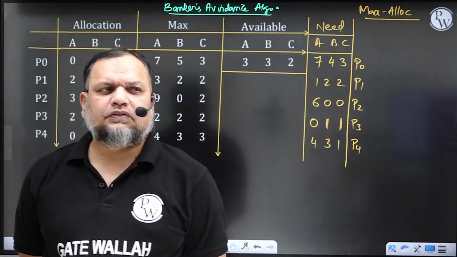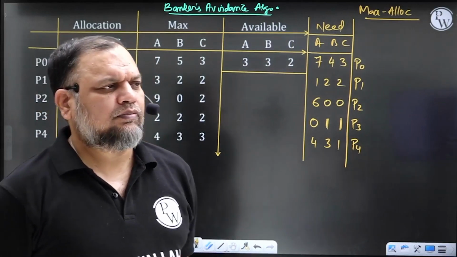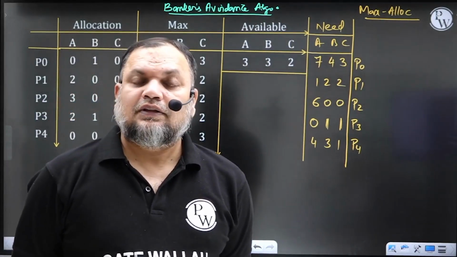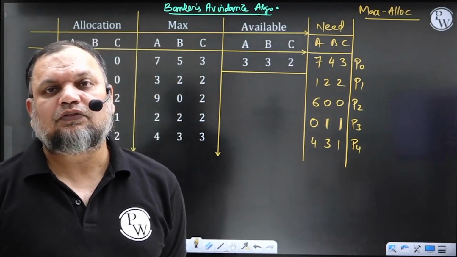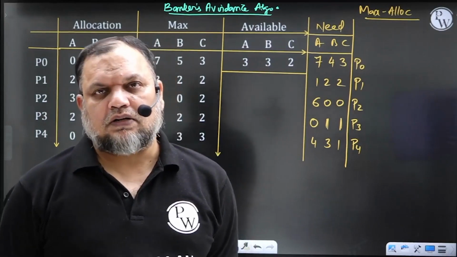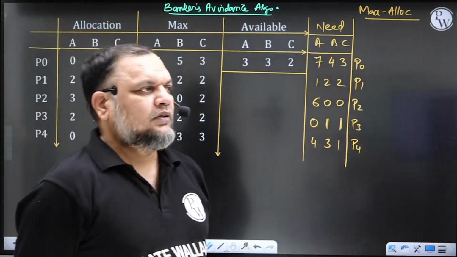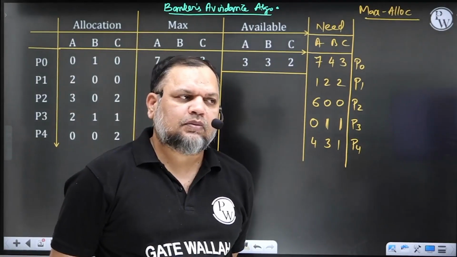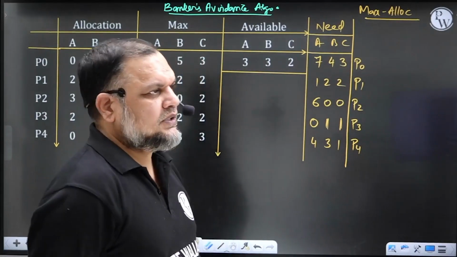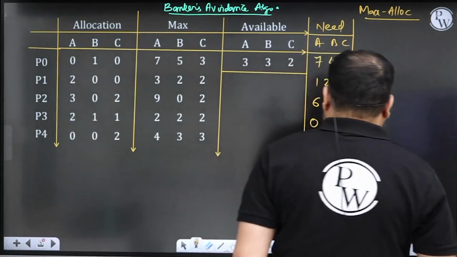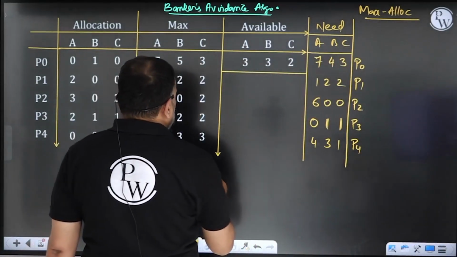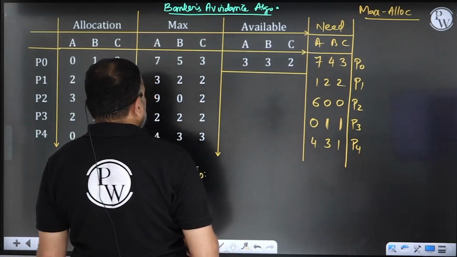In my last class, we said the system is said to be safe if and only if the need of all processes can be satisfied with the available resources in some order. If we can satisfy the need of all processes in some order, then we say the system is safe. Otherwise, we say it is unsafe. So let us verify here. At time t0, can we satisfy the need of all the processes or not? Let's see.